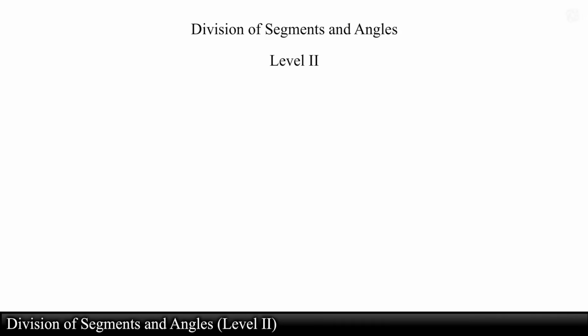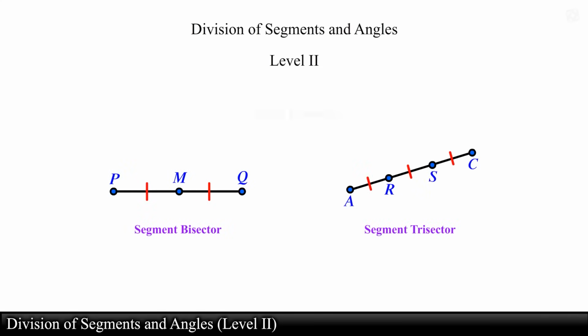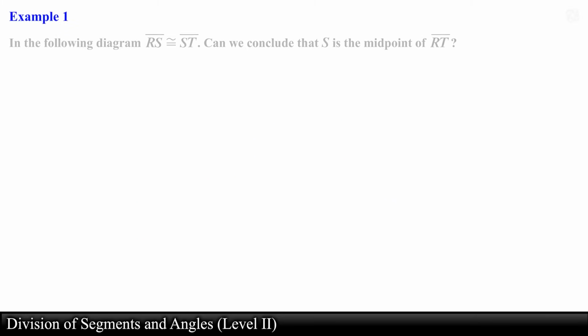Division of segments and angles, Level 2. In this video, we will apply the concepts learned from the previous video to solve basic problems related with division of segments and angles. Let's go ahead and start with the first example.